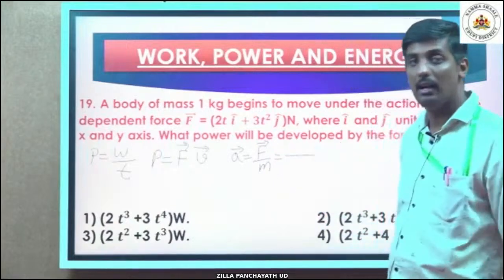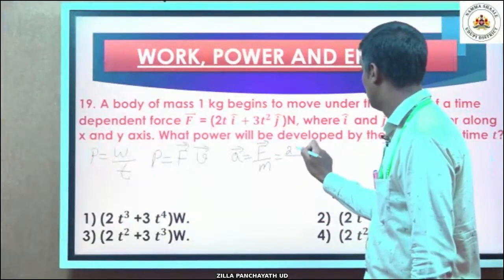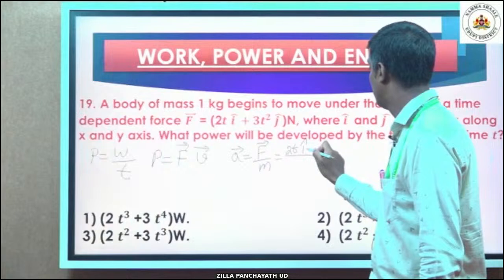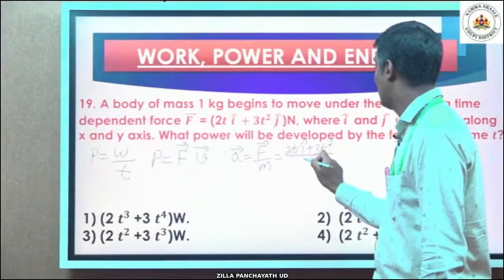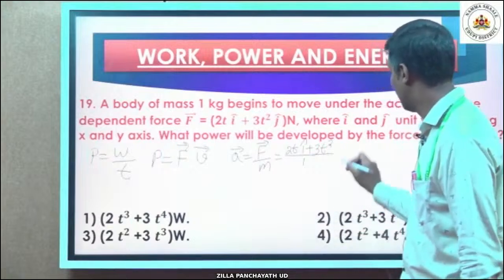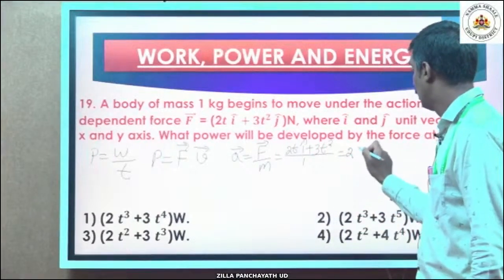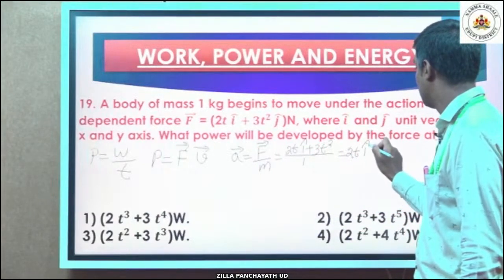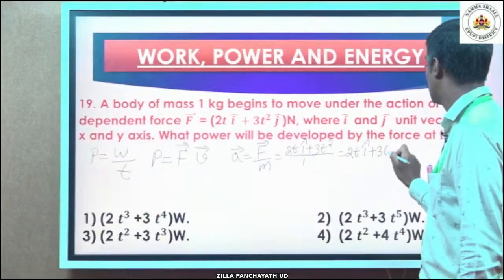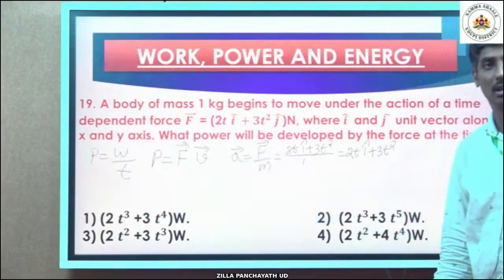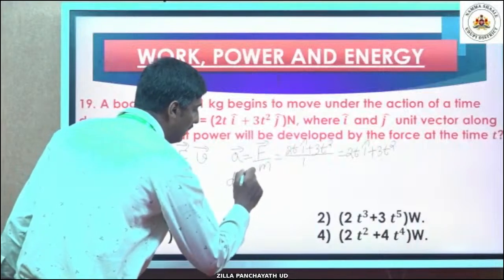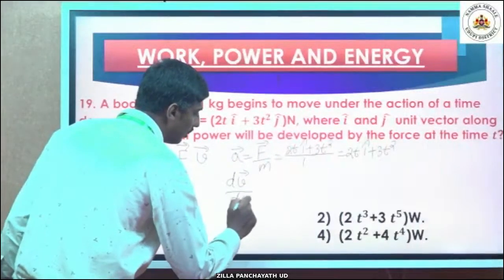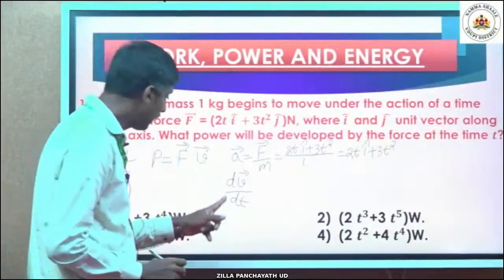Right, children? What is force? 2t i cap plus 3t square, divided by m, which is 1. So this is equal to 2t i cap plus 3t square j cap. What is this? Acceleration. Acceleration can be written as dv by dt. Right? dv by dt.